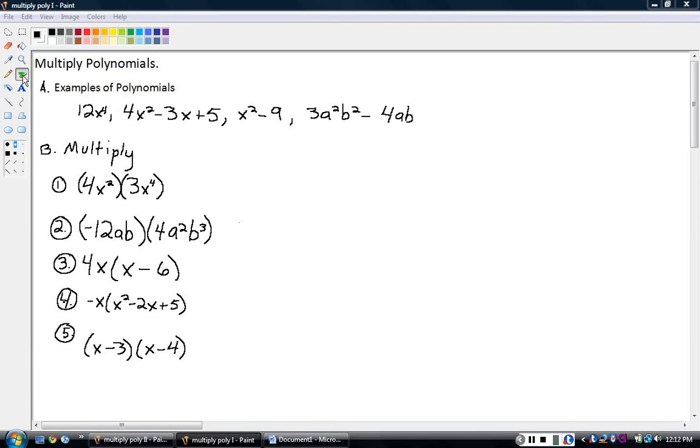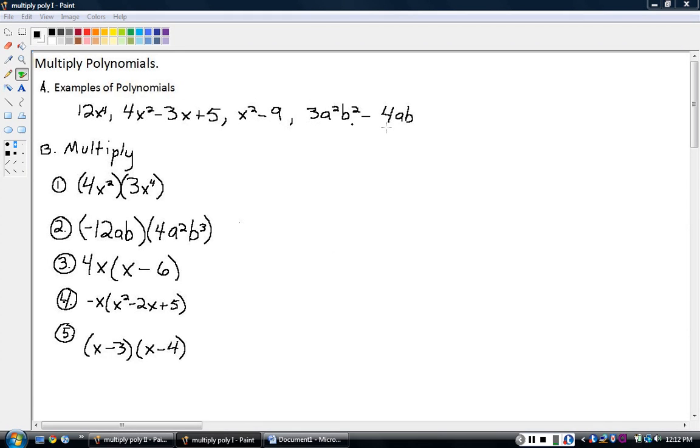Okay, so here I have a couple. First one, 12x to the fourth, that's a polynomial. Poly, of course, refers to more than one, but there is one exception. This first term is called a monomial. It's just one term, but still classified as a polynomial. Here's a polynomial with three terms, 4x squared minus 3x plus 5. Here's a polynomial with two terms, x squared minus 9.